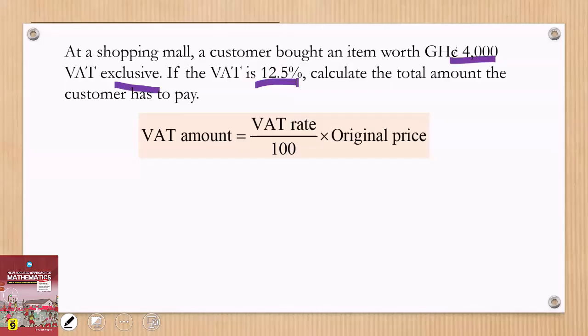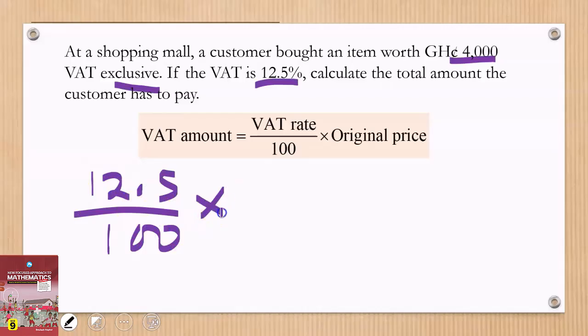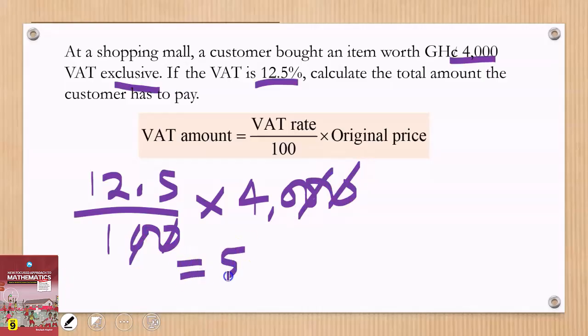Very simple. We want to know the VAT amount to pay. So the VAT amount is equal to the VAT rate over 100 times the original. It's as simple as that. So VAT rate is 12.5 over 100 times the original amount, which is 4,000. And again, if you do simple cancellation and you multiply 40 times 12.5, that should give us 500. So the 500 cedis is the VAT the customer is going to pay.